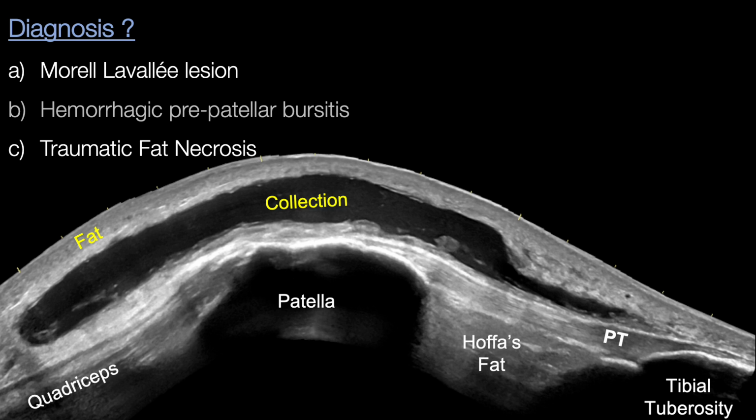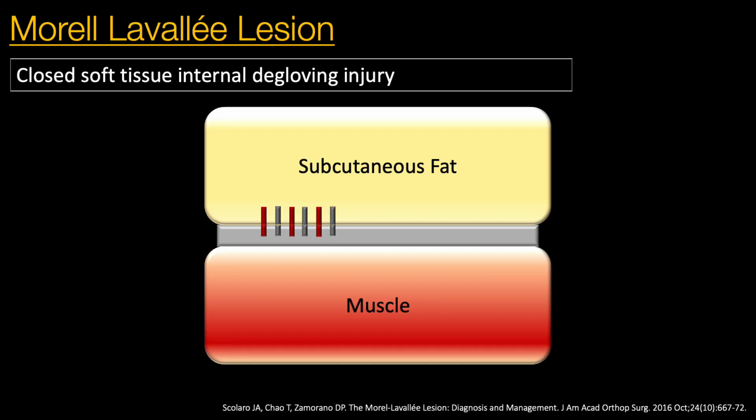Especially when I see an image like this at the level of the prepatellar bursa, my first diagnosis would be hemorrhagic prepatellar bursitis. However, once we have a look at the entrapped fat globules and the typical history of a shearing force, my diagnosis would be a Morel-Lavallée lesion. Now, Morel-Lavallée lesions are typically closed soft tissue internal degloving injuries.